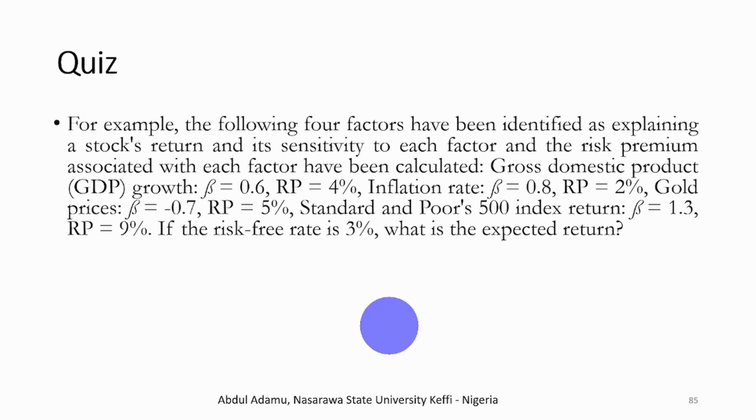So from our example, the following four factors have been indicated as explaining stock return and its sensitivity to each factor, and the risk premium associated with each factor has been calculated. So GDP, this is the beta, and this is the risk premium. Inflation, this is the beta, this is the risk premium. Gold, this is the beta, this is the risk premium, like that. So we are asked: if the risk-free rate is this, what is the expected return?